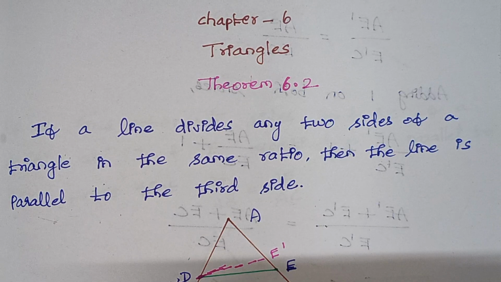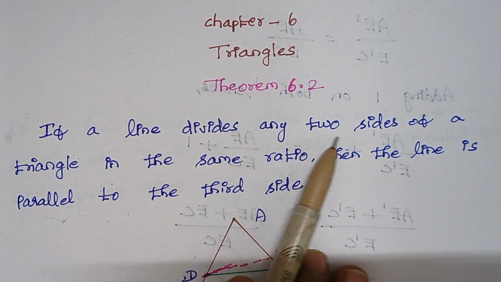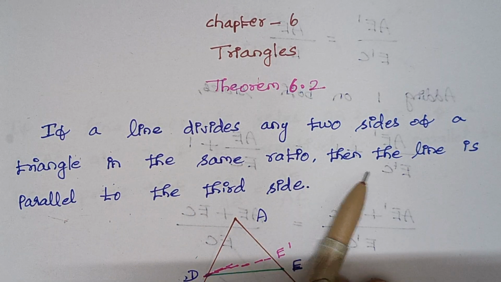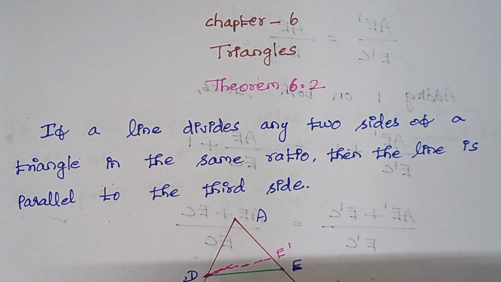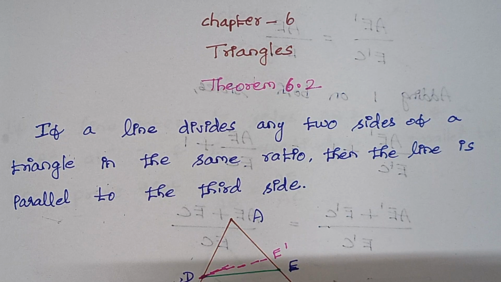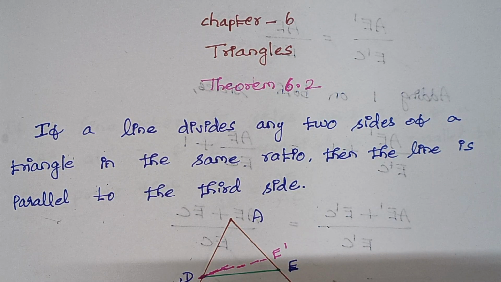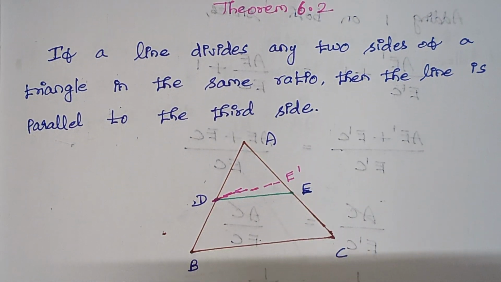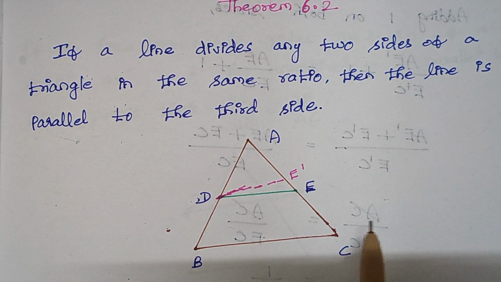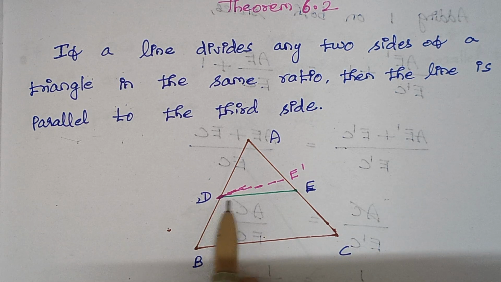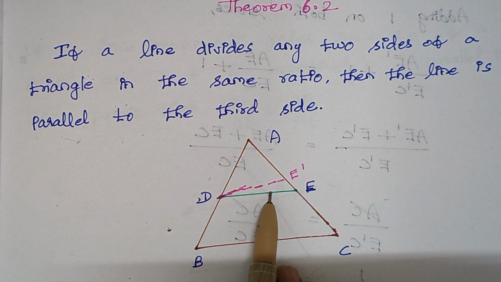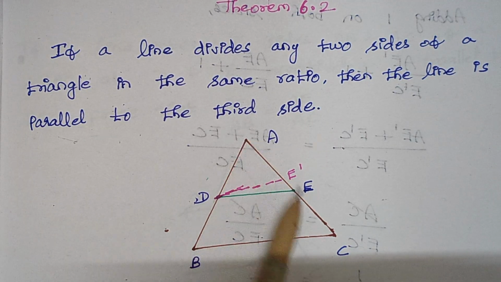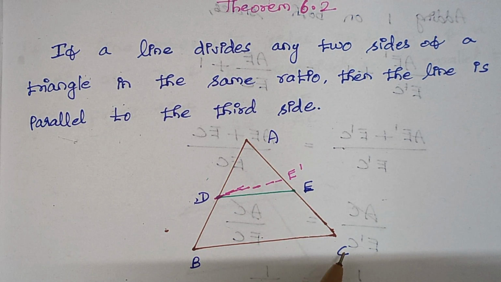So here the statement is, if a line divides any two sides of a triangle in the same ratio, then the line is parallel to the third side. So here the thing is, there is a line that divides the triangle in the same ratio. That is, you see, let ABC be our triangle, right? Let DE be the line. This line divides the sides. Sides means here one side is AB and the other side is AC in the same ratio.